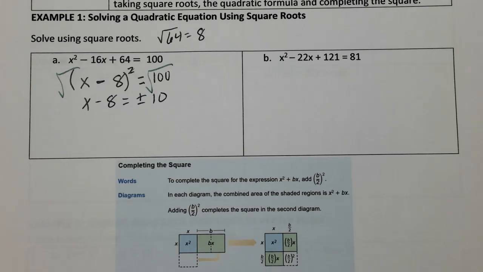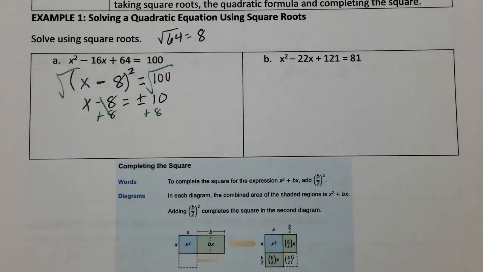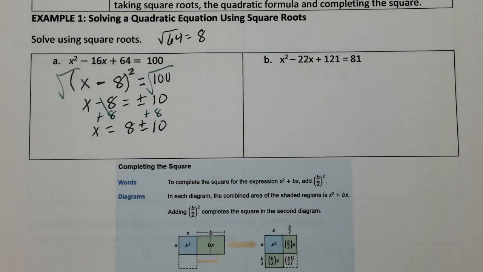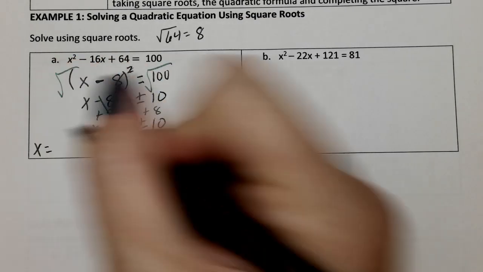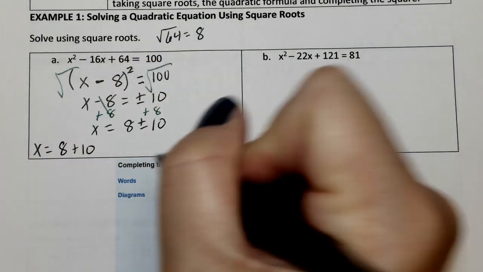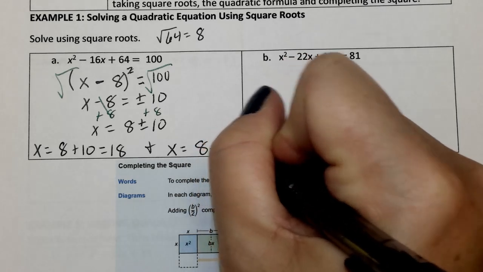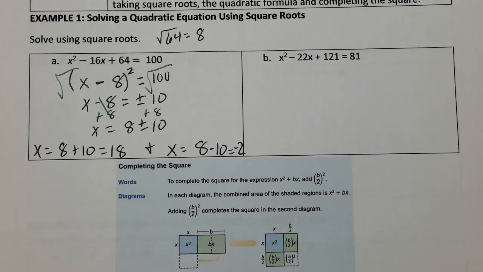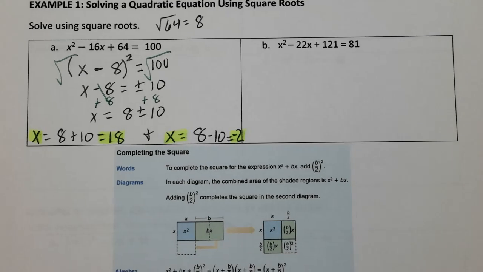So now we're just solving for x. We're going to add 8 to both sides, and we get x equals 8 plus or minus 10. Now, we can actually work this out, so we're not going to leave it that way. We're going to say x equals 8 plus 10, which is 18, and x equals 8 minus 10, which is negative 2. So x equals 18 and x equals negative 2, those are our two solutions.